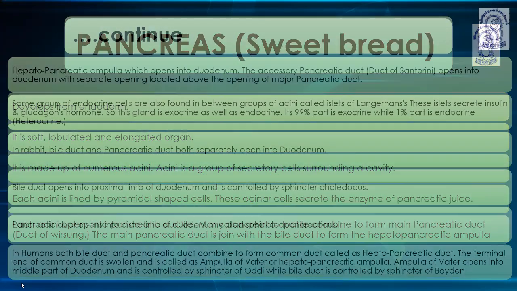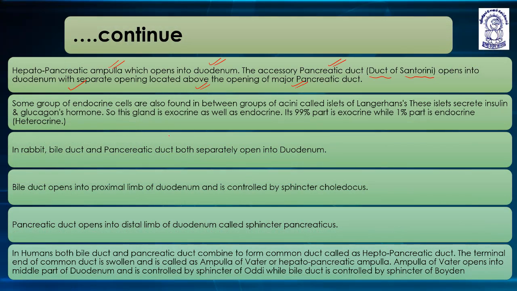Some groups of endocrine cells are also found in between the groups of acini. These groups of cells are known as the islets of Langerhans, and these islets of Langerhans secrete insulin and glucagon hormones.